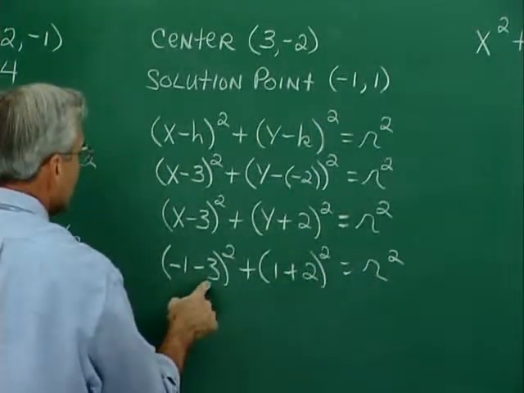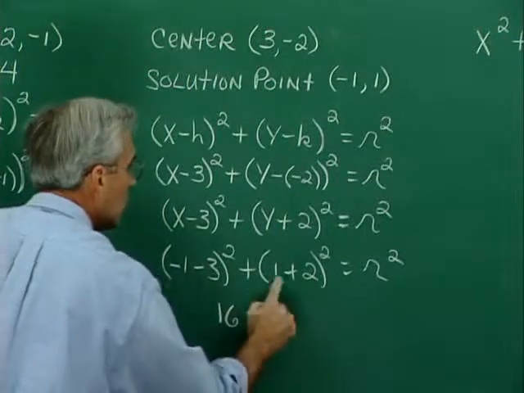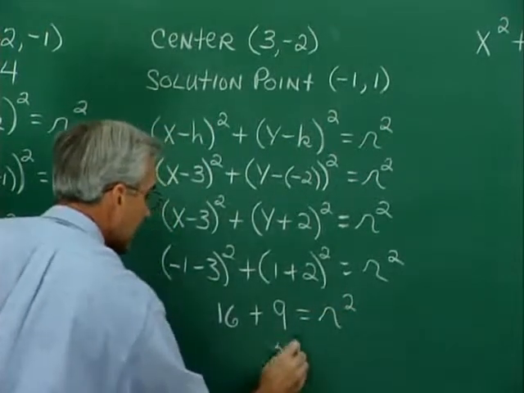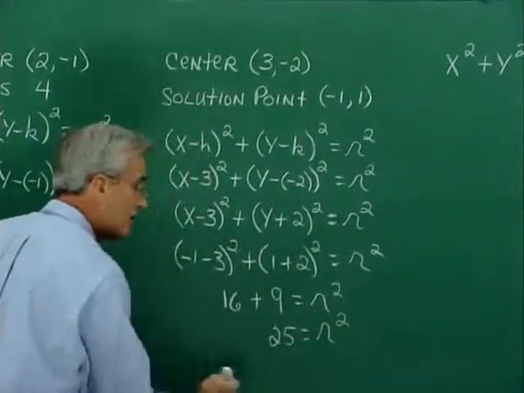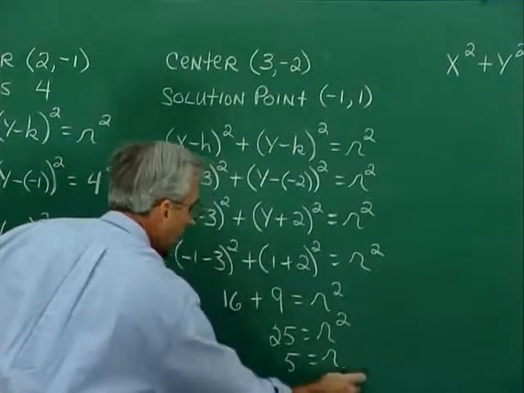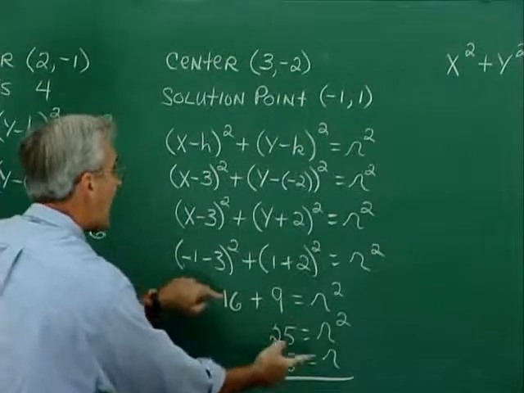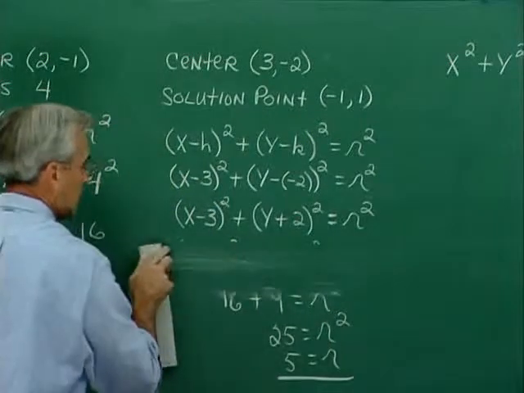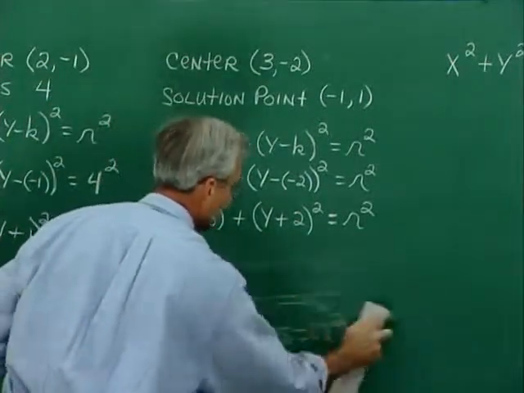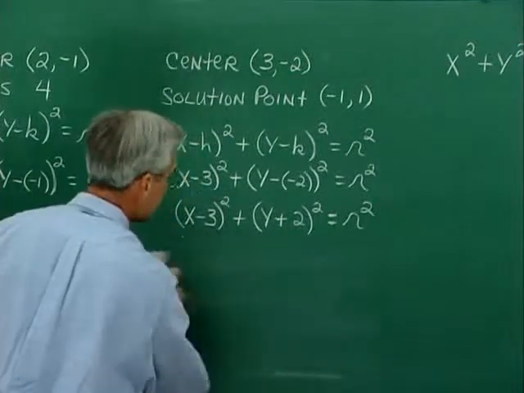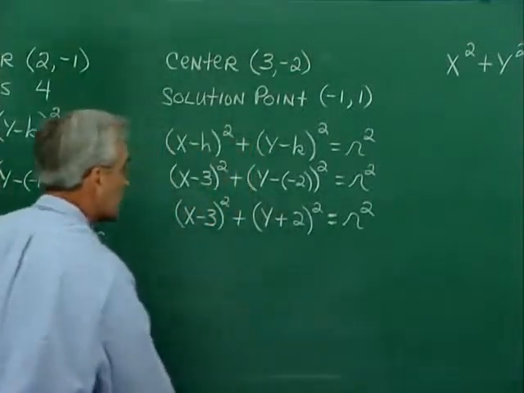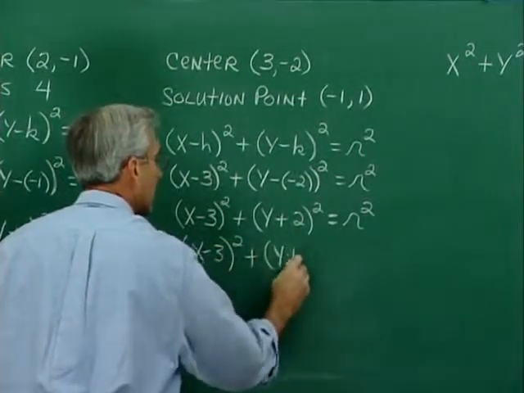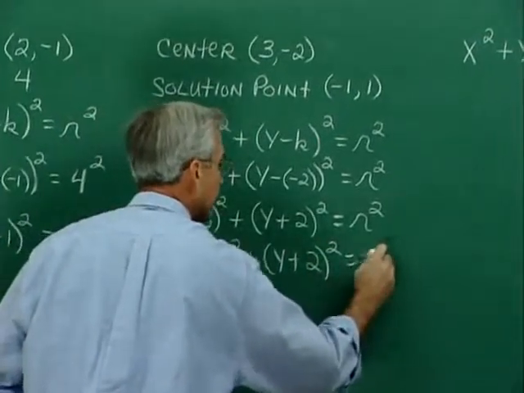All right, -1 minus 3, that's -4 squared is 16. 1 plus 2 is 3 squared is 9, is r squared, so 25 is r squared. r then is going to be 5. Now, if r is 5, we can put that information back into this form of our equation, and we've got the equation that we're looking for. And it's complete. I'm erasing this because I'm going to come down here with some more stuff in a second. But we have x minus 3 squared plus y plus 2 squared is 5 squared. Okay.